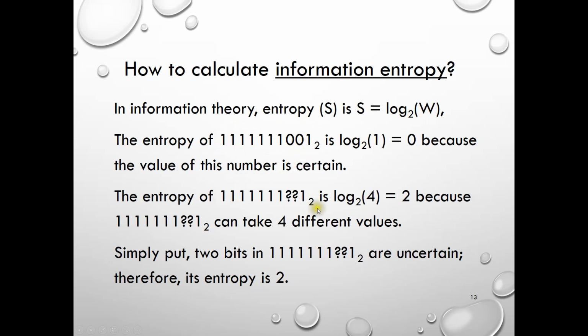Now let's look at a different number with 2 question marks. In this case, this number may take one of 4 different values. Therefore, the entropy is the logarithm of 4. The result is 2. Or we can look at this number and we see 2 bits are uncertain. Therefore, its entropy is 2.